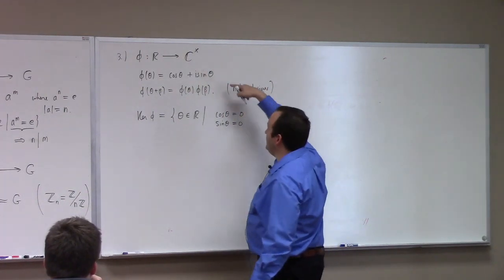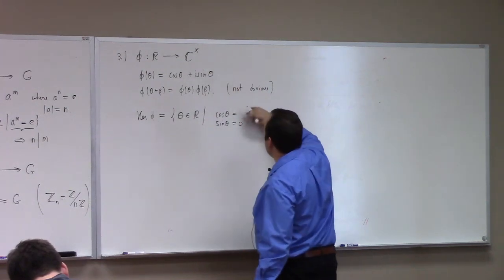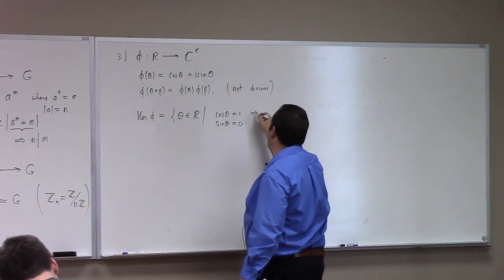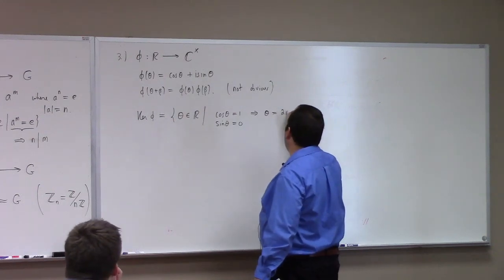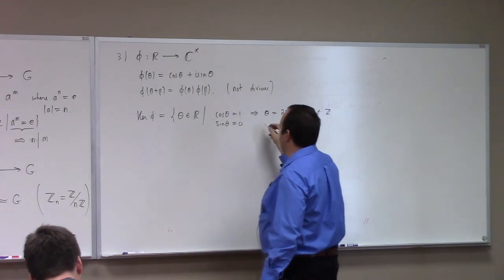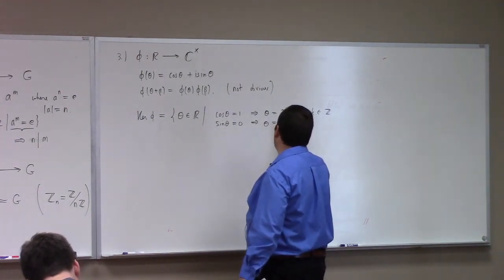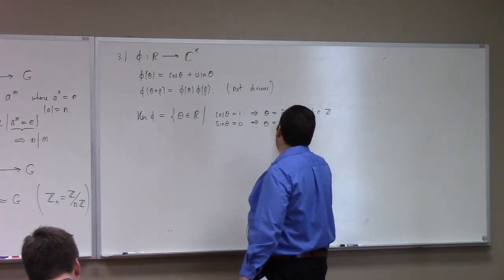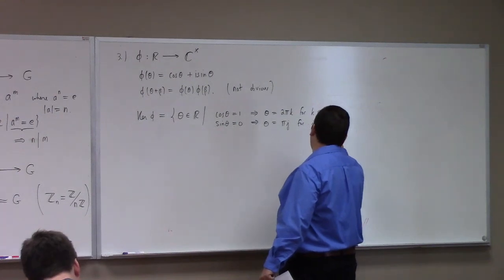This is the multiplicative group of complex numbers, so the identity in here is 1. So I need sine to be 0, because that makes the imaginary part 0, but I need cosine to be 1. So cosine of theta being 1 implies that theta is equal to 2 pi k for some k in the integers, right? Sine theta being 0 just says that theta is equal to, say, pi times j for some j in the integers, right?